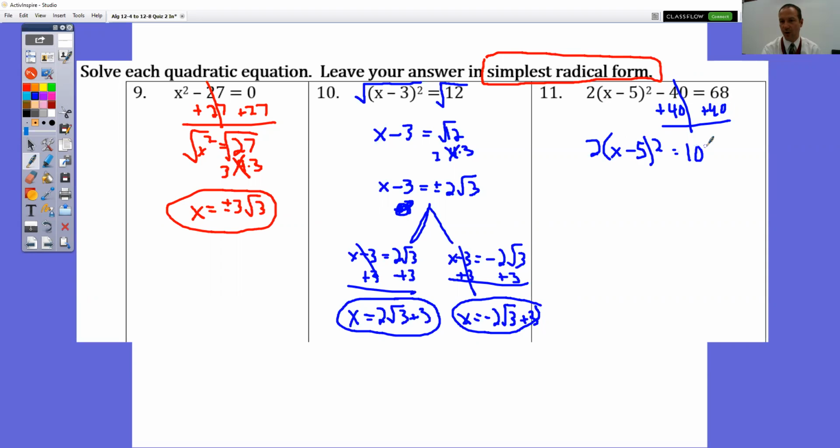So that equals 108. And then this is 2 times this whole thing. So we want to get rid of the times by dividing by 2 and dividing by 2. We want to try and get it to look like number 10. All right, so then we have x minus 5 squared equals 54. Now it's just like the previous question. Go ahead and try the rest of this one on your own, please.